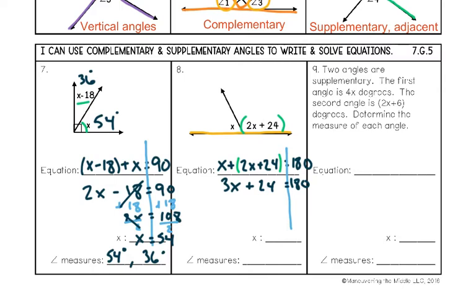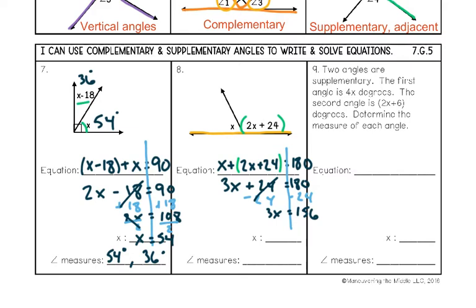Since I'm working backwards, I need to get rid of a plus 24 first. I do that by taking away 24. And if I do it to one side, I have to do it to the other side. 24 minus 24 cancels, so I'm left with 3x equals 156, because 180 minus 24 is 156.